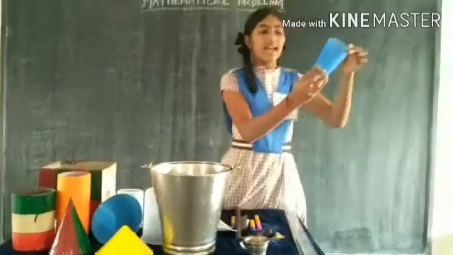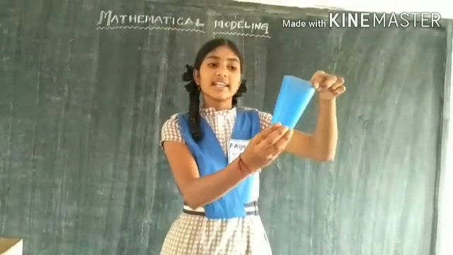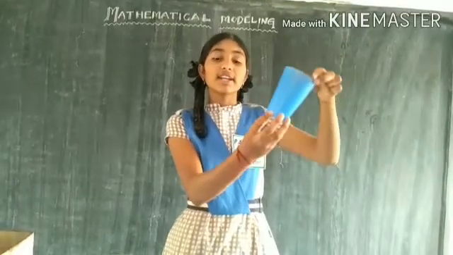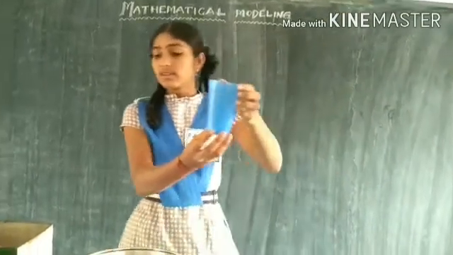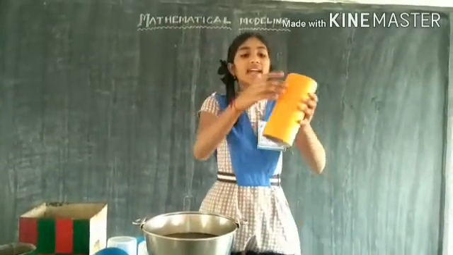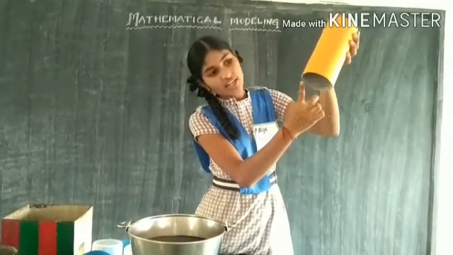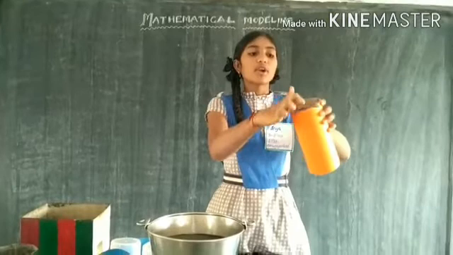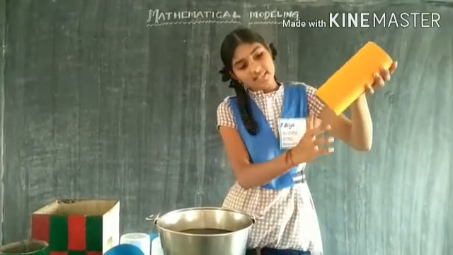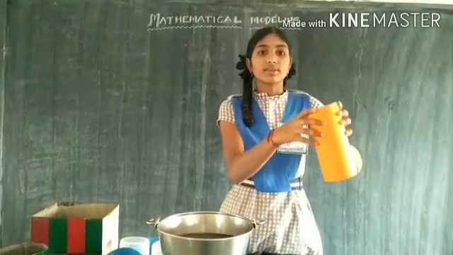Coming to the glass, we observe this glass. Is this a cylindrical shaped object or a conical shaped object or something else? I have to compare it with a cylinder. This is a cylinder and this cylinder has one top and one base. This is a circular base and this top is also a circular top. These two circular shapes have equal radii.